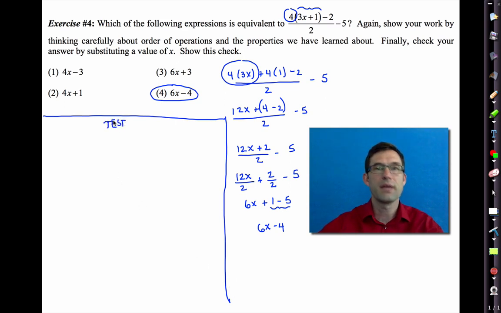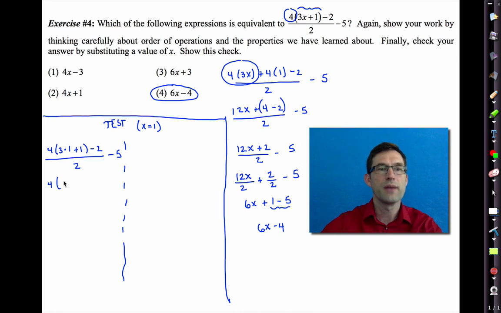Now again, picking a value of x, that's almost like an art. I won't go with negatives because I don't want to confuse people too much, but one thing that's a nice check sometimes is just a nice simple one like x equals 1. So let's put that into the more complicated expression. Let's see, we have 4 times 3 times 1 plus 1 minus 2, all divided by 2 minus 5. We'll put the other expression over here, but let's clean this up a little bit. 3 times 1 is 3, plus 1 minus 2, all divided by 2 minus 5.